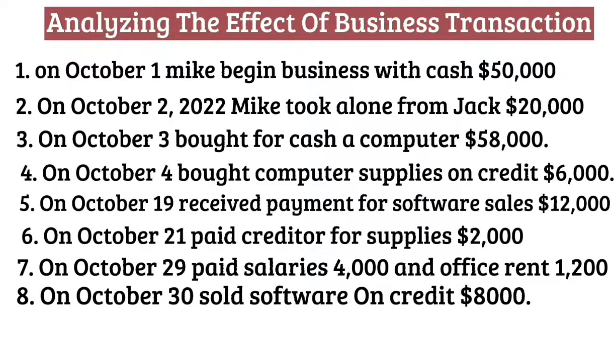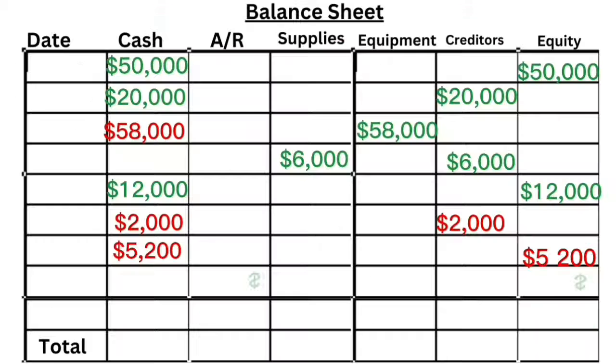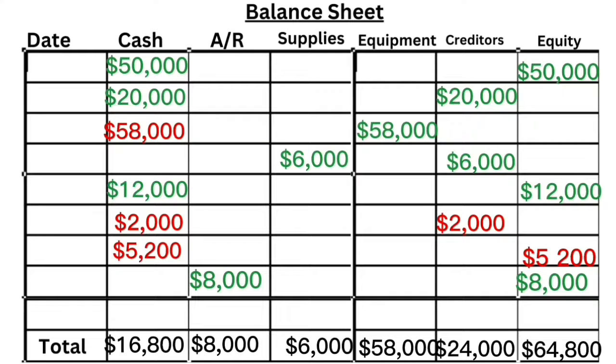On October 30th, sold software on credit, $8,000. This transaction increases both asset and equity. Now in the balance sheet, both accounts receivable and equity will increase by $8,000.